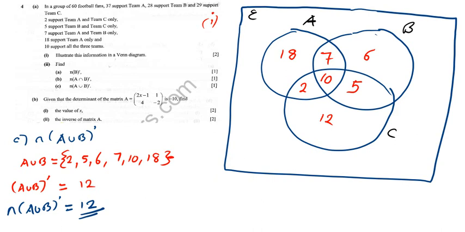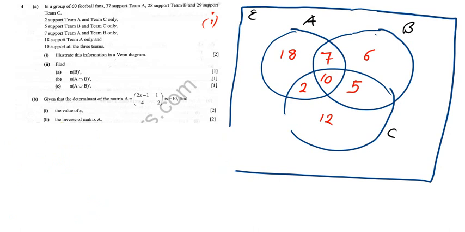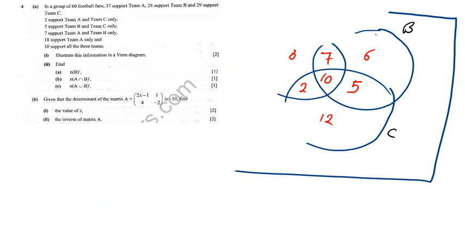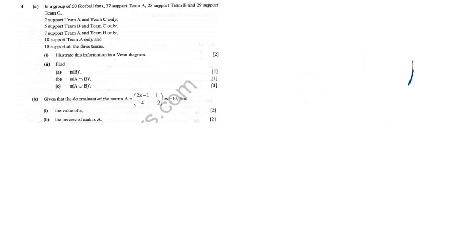We go now to 4b. A 4b came under the matrices. So 4b says, given that the determinant of the matrix A, which is 2x minus 1, 1, 4, negative 2, is negative 10. Number 1, find the value of x. Number 2, find the inverse of matrix A.